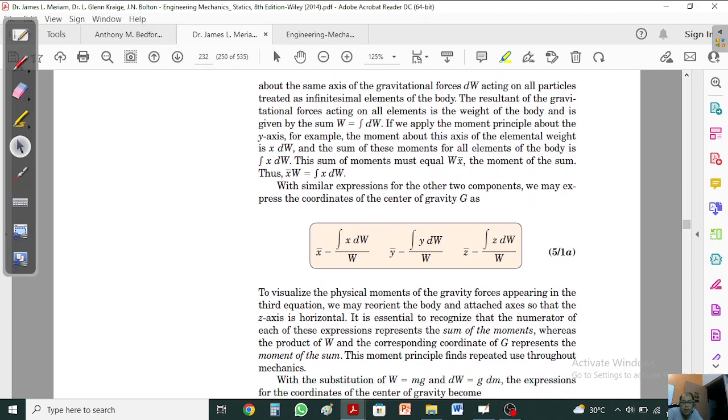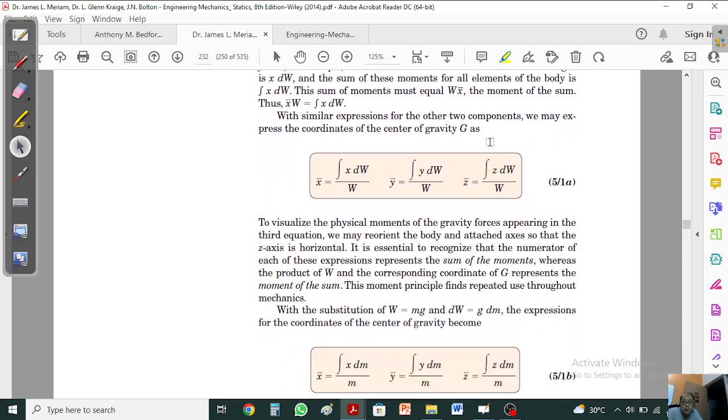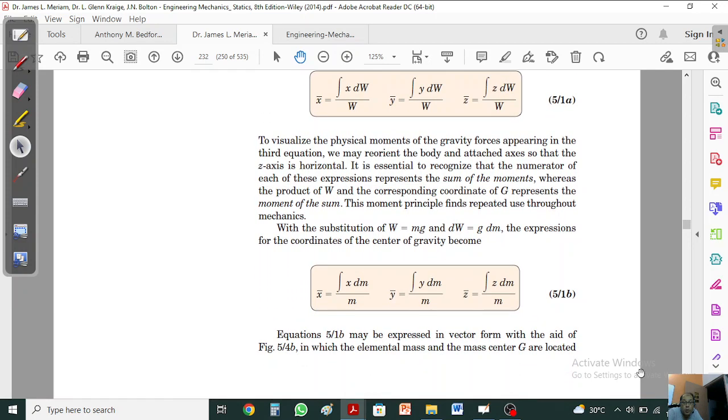Another very important thing, just for your knowledge, is that this x dW and y dW are termed as the first moment of the body. We can replace this dW, again, with the technique I've told you: W goes to mg, so dW goes to g dm, and they have replaced it as x bar equals integral of x dm upon m. And here again x is actually x tilde, y tilde, these are the local centroidal coordinates. We are doing all along with this book by J. L. Meriam and Craig.